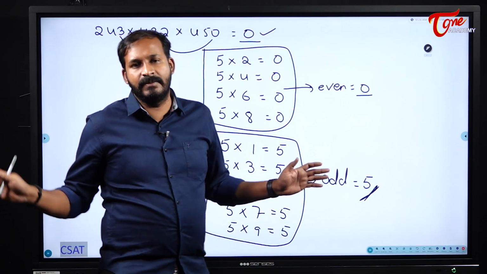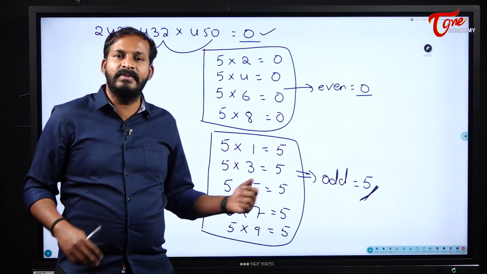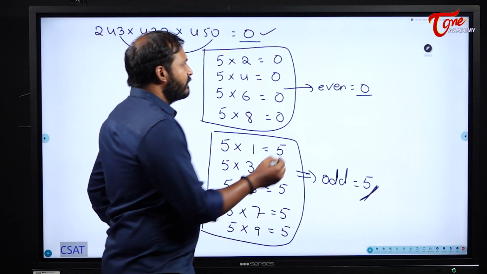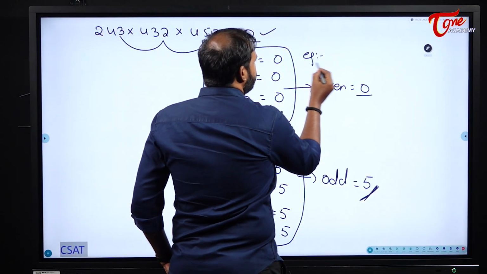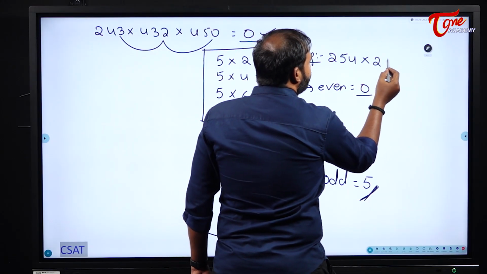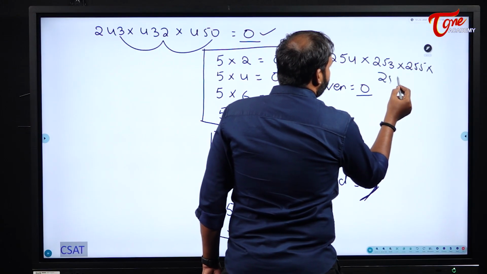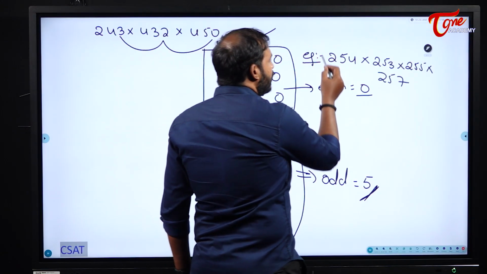If there are no even numbers at all, that means only completely odd numbers are there, then our answer will become what? 5. We will take some examples, students. Take an example, something like this: 254 into 253 into 255 into 257. There is a question like this. I need to multiply all these numbers.